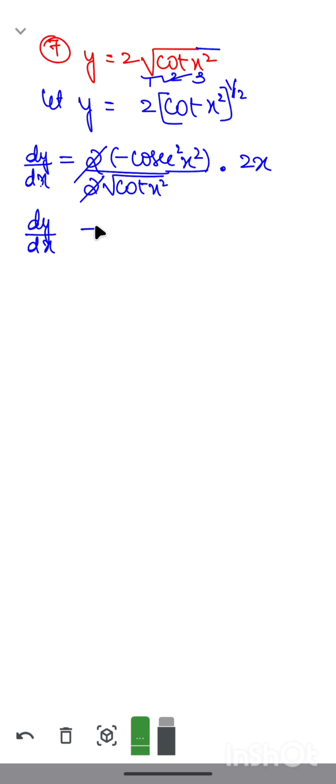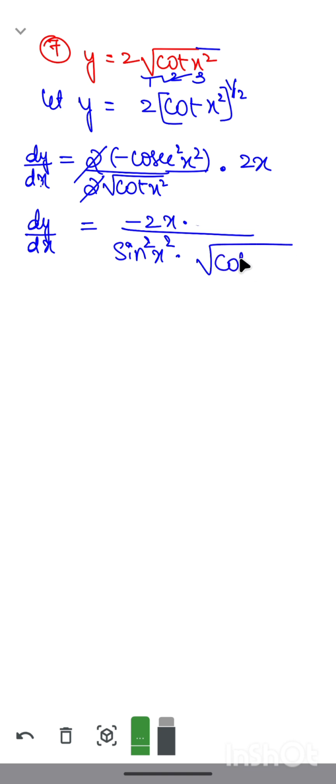But here we cannot write the final answer in this form, because we need further simplification. And moreover, in your NCERT textbook they have given the simplified answer. So what we can do is write minus 2x as it is in the numerator, and now 1 divided by cosecant square x I am writing as its reciprocal. 1 divided by cosecant square x square can be written as 1 divided by sine square x square. The remaining root of cot of x square will remain the same. Now this sine square x can be rewritten as sin x into sin x in the denominator.